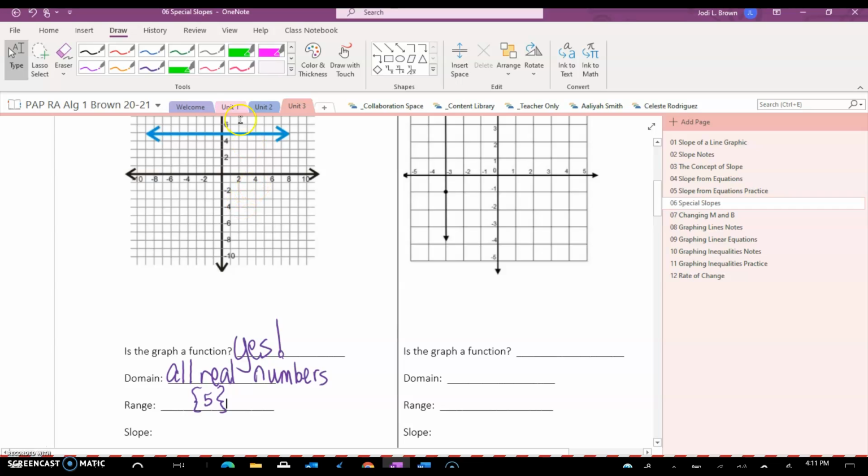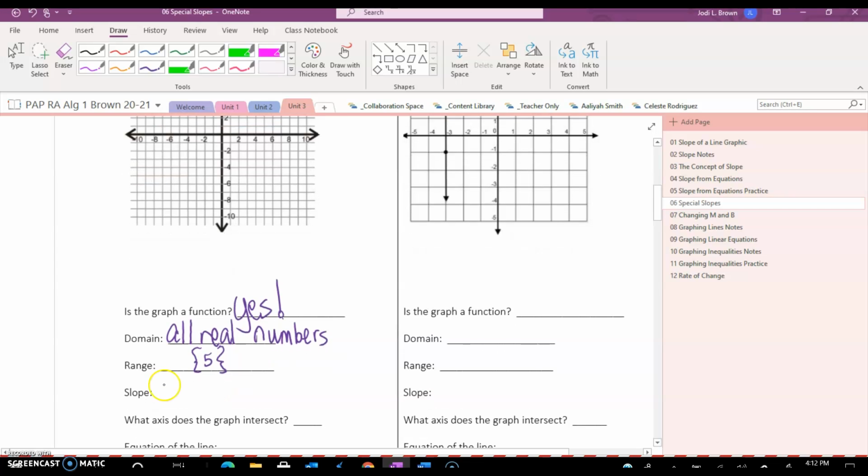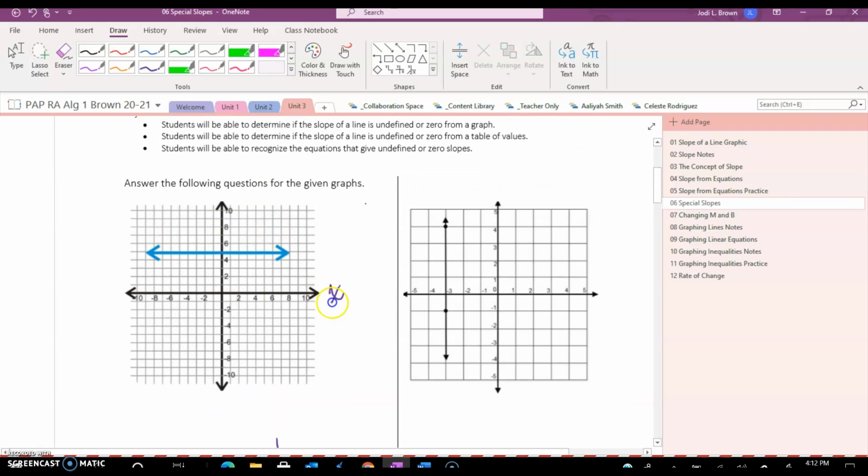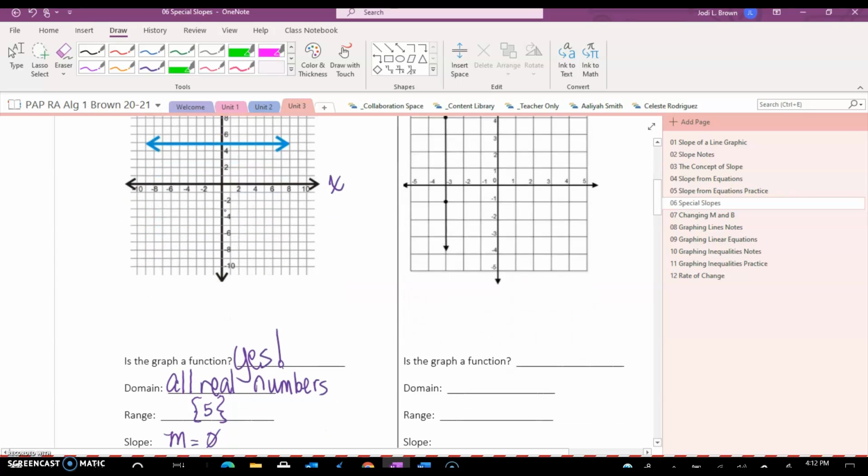Well, just looking at the graph, the next question is, what's the slope? Looking at the graph, it doesn't go up or down. So that means it has zero slope. So the slope is 0. They want to know what axis the graph intersects. Well, this is the x-axis and this is the y-axis. So this graph intersects the y-axis.